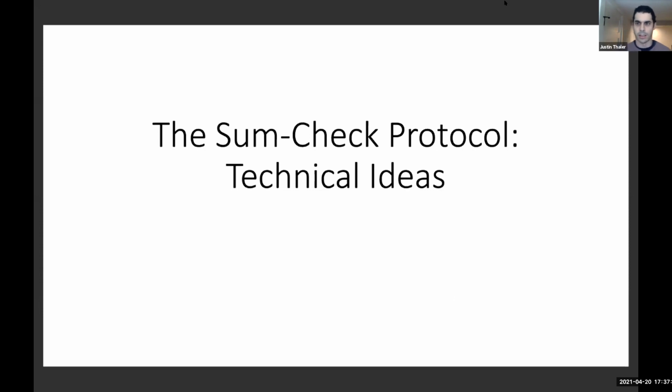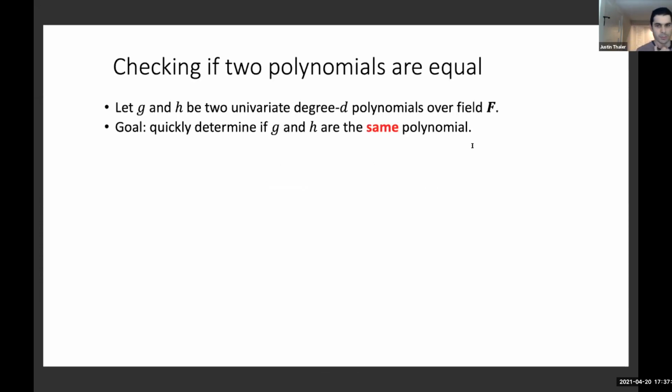Okay, so I want to spend just a couple minutes giving the technical ideas underlying the sumcheck protocol. Since this is a short talk, I won't go too deeply into the ideas, but I think I can give a good sense of it. So the first thing I want to describe is something probably many of us are familiar with, which is a very efficient randomized method to test whether two low-degree polynomials are equal. If we're given as input two polynomials g and h, they're both low degree, and we want to know, are they the same polynomial?